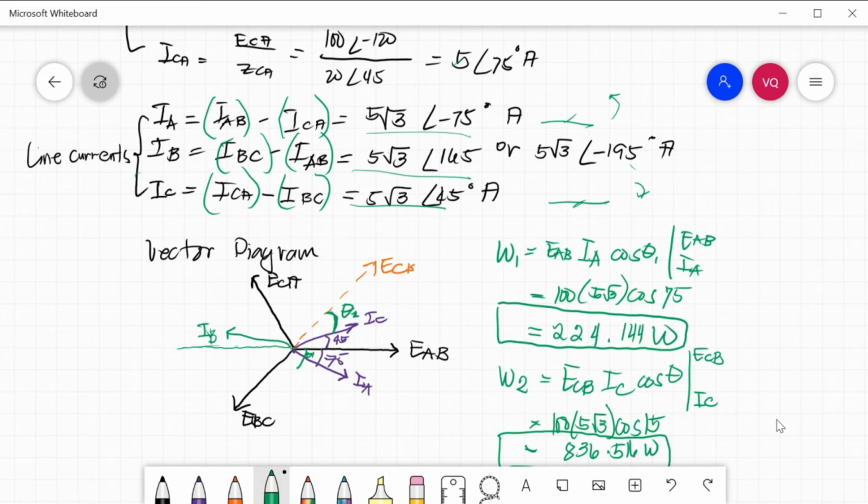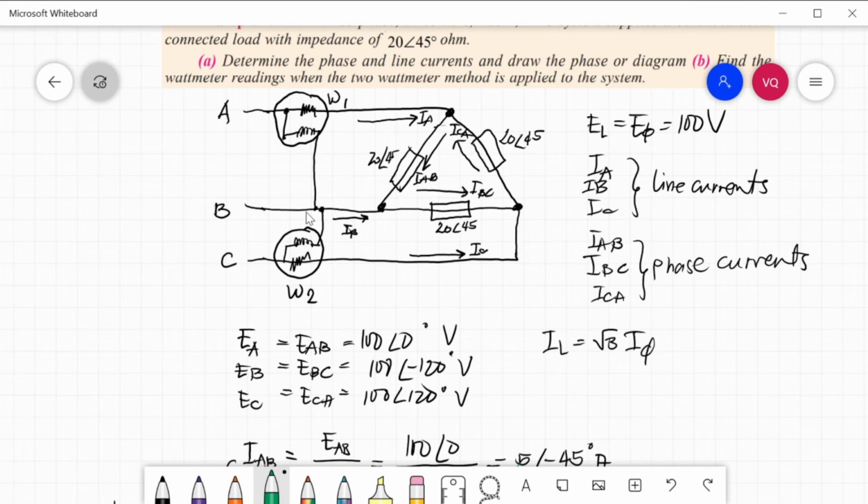Solving now the value of your wattmeter 1 and 2. In wattmeter 1, the current coil is placed in the line current IA, and the voltmeter is placed between line A and line B. And also wattmeter 2 is placed, the ammeter is placed in line C, which is your IC, and the voltmeter is placed between line C and line B. So your common here is line B.